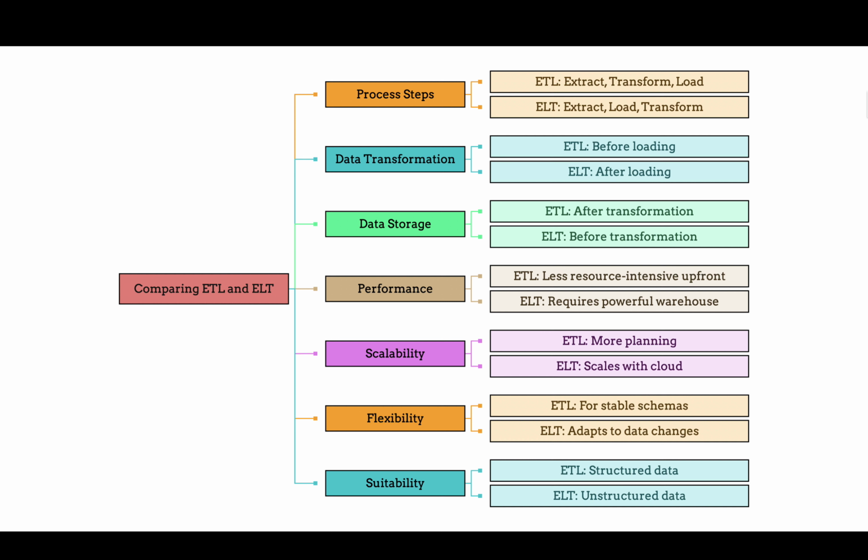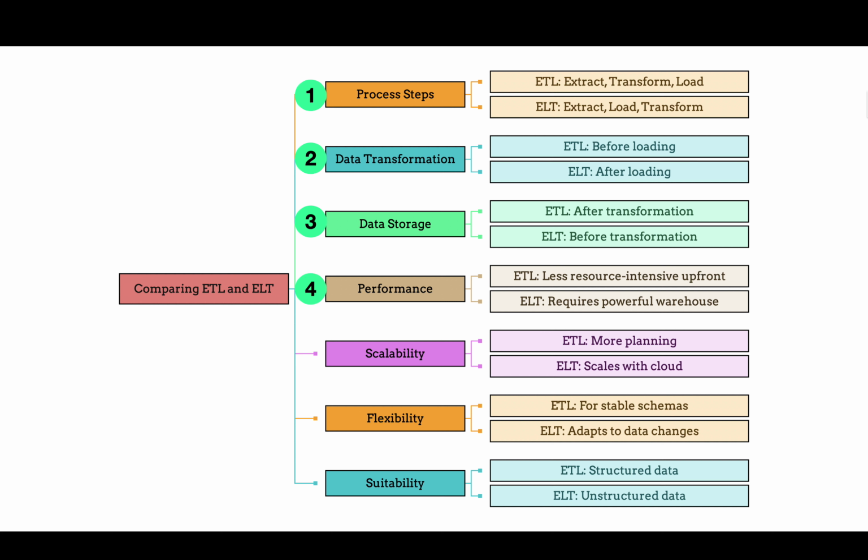Comparing ETL and ELT. 1. Process steps. ETL: extract, transform, load. ELT: extract, load, transform. 2. Data transformation. ETL transforms data before loading into the warehouse. ELT transforms data after it is loaded into the warehouse. 3. Data storage. In ETL, data is stored after transformation. In ELT, data is stored before transformation.